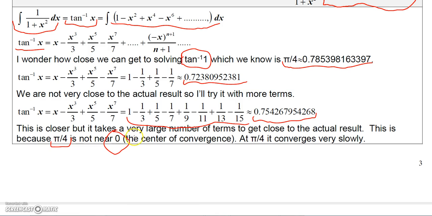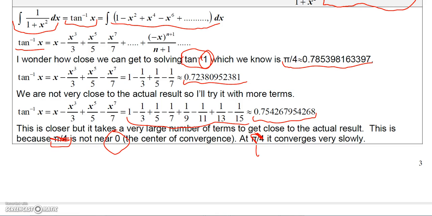So therefore, I'm sorry, I probably said that wrong. It's actually not the pi over 4 that's not near 0, it's the 1 that's not near 0. Okay? So at 1 it converges very slowly. I know it's relative, but for this case we need something closer to 0 to make this converge faster.